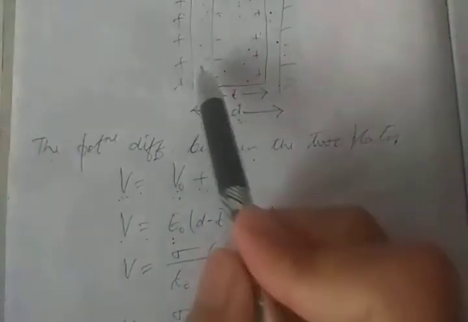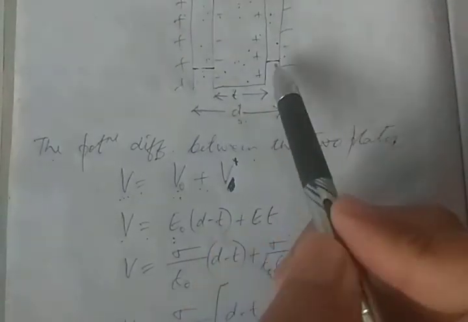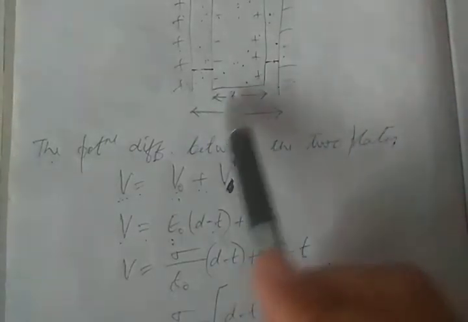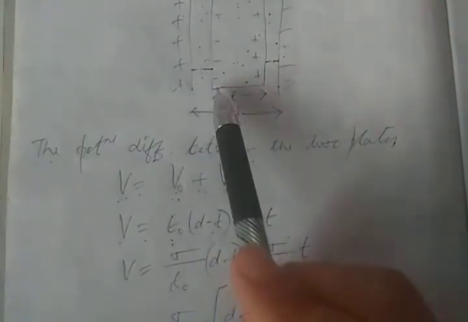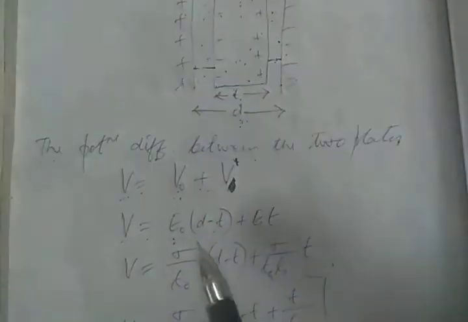Now what is this D minus T? D minus T is this free space region plus this free space region, that is the thickness of the free space, since the separation between the two plates is D and the thickness of the dielectric slab is T. So the thickness of the free space has to be D minus T, because mind you, again, electric field is the gradient of the potential, so the potential difference will be E multiplied by distance.